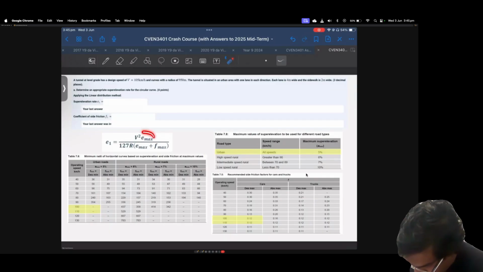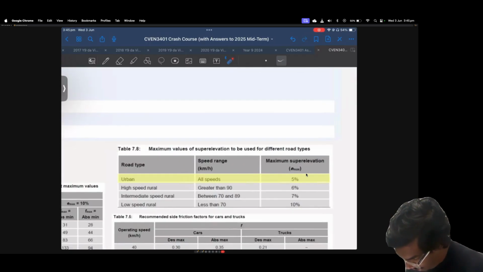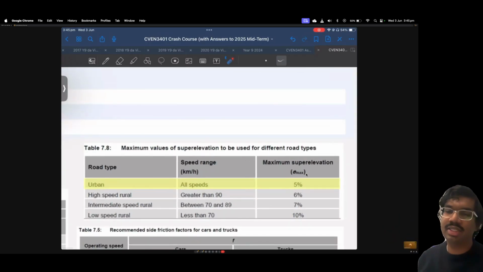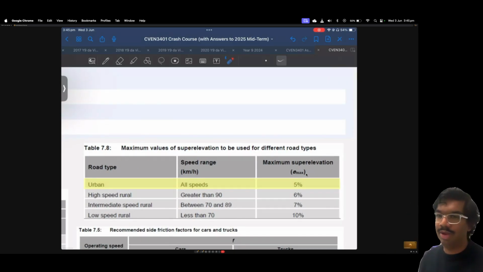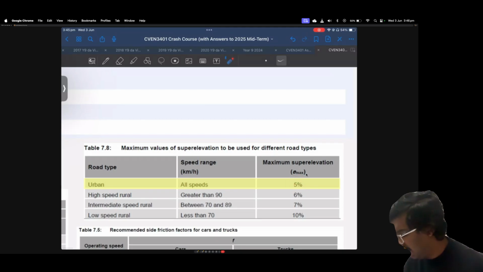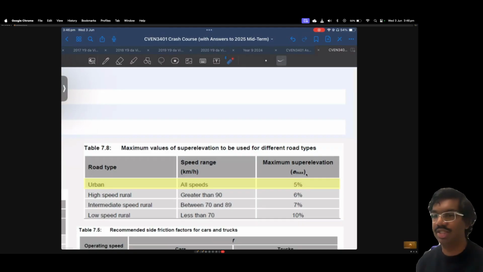E max is table 7.8. Now the question tells us we are in an urban situation. That means we can't have a super elevation higher than 5%. If the super elevation is too high, then it's too uncomfortable to go at a slow speed.